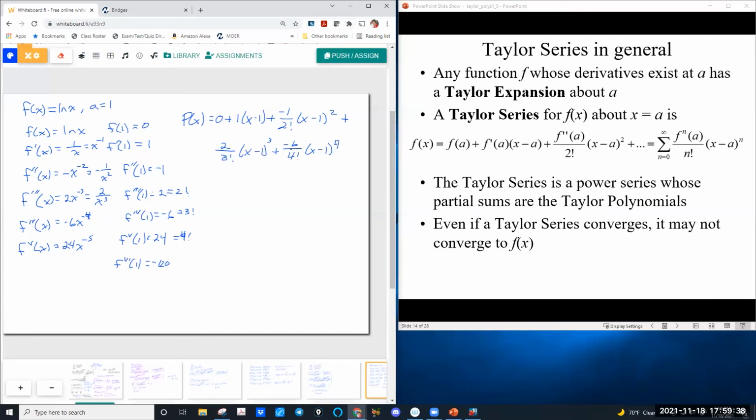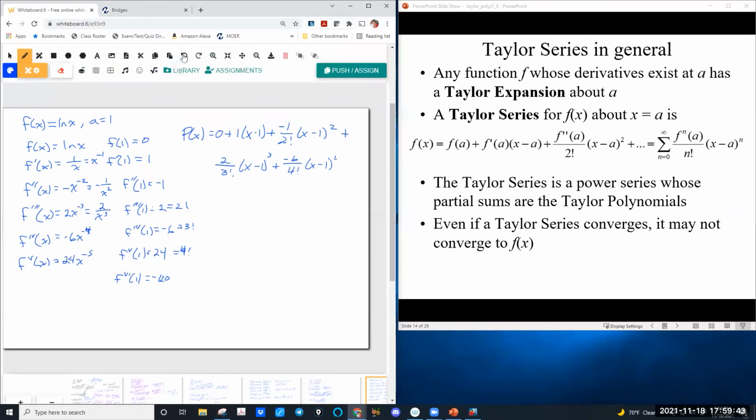We have 1, 2, 3, 4 terms. We need one more. So lastly, we'll be back to positive 24 over 5 factorial x minus 1 to the fifth. So again, there's a lot of things matching. It's going to take a little bit of practice for you to get used to these coefficients and these terms, but they're not that hard because they just keep following the same pattern.